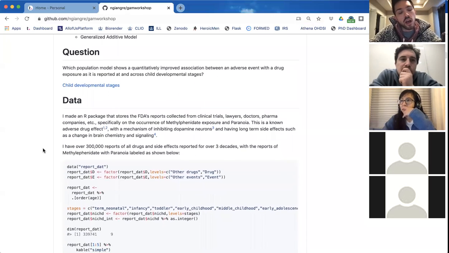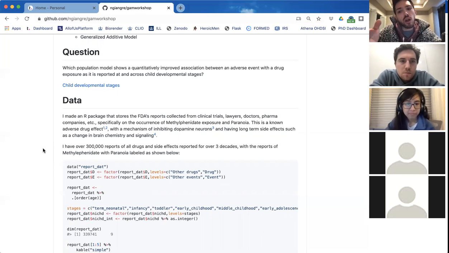The question I'm primarily asking is, and you want to start with a well-defined question whenever you do some kind of modeling or trying to understand a relationship. This way you can better specify the model you're using. So I'm asking which population model shows a quantitatively improved association between an adverse event with a drug exposure as it is reported at and across child developmental stages.